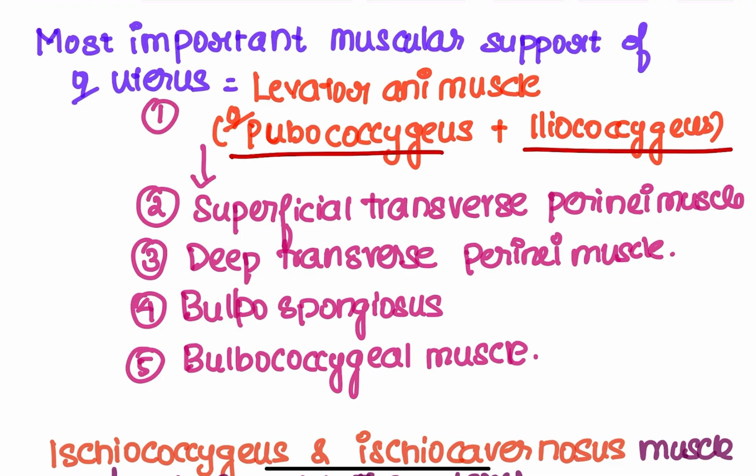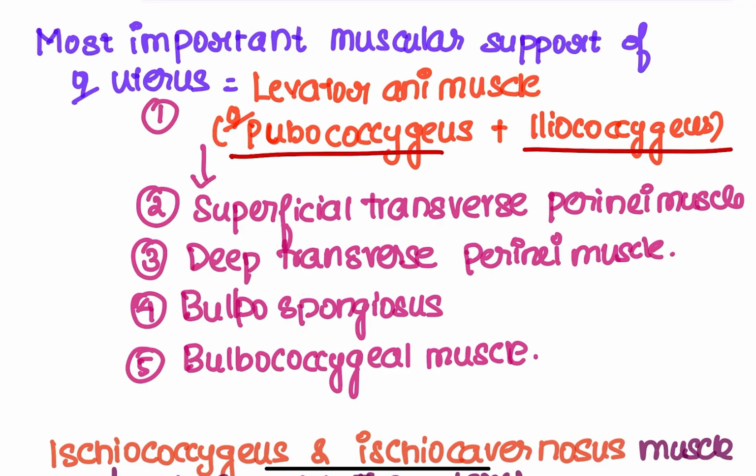Pubococcygeus and iliococcygeus. Please remember, you will get many confusions in this term. The levator ani muscle includes only two muscles, the pubococcygeus and the iliococcygeus. Pubococcygeus and iliococcygeus make up the levator ani muscle, which is the most important muscular support of the uterus.